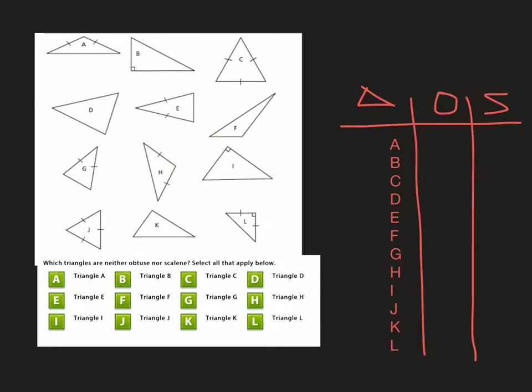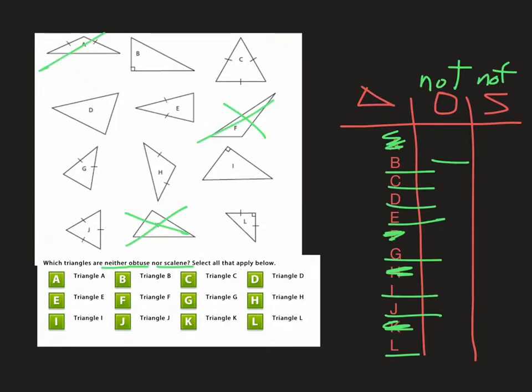All right, so it's the flip side of the last problem. They're asking us to find triangles that are neither obtuse nor scalene. So let's first identify all the triangles that are not obtuse. So looking at these triangles, I came up with these triangles here are obtuse, so they would not count. So that leaves me to consider B, C, D, E, G, I, J, and L.